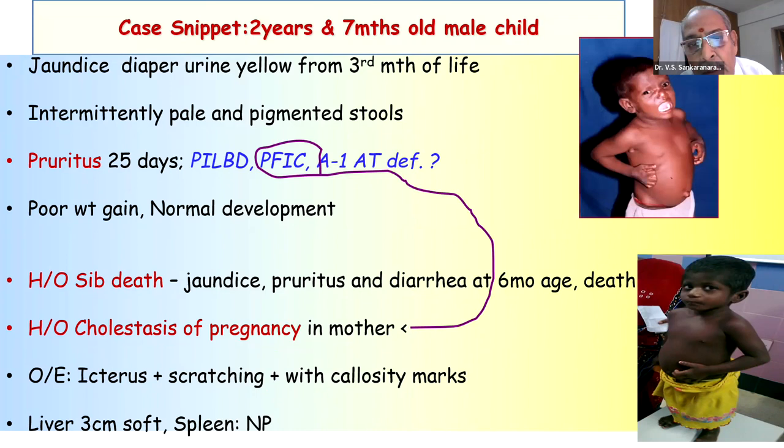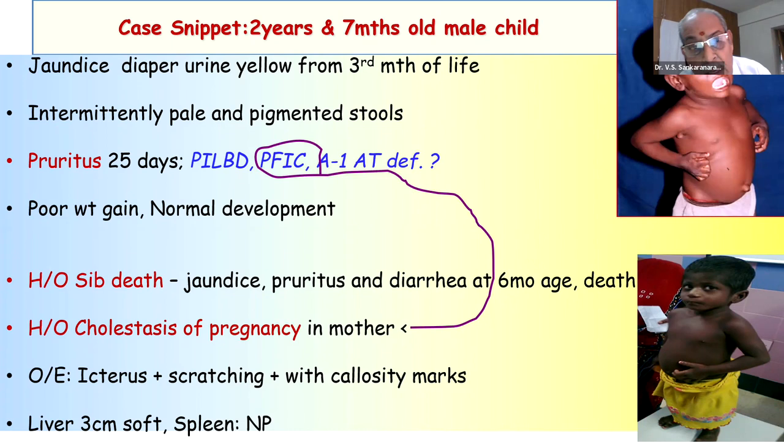So the diagnosis that we thought of was PFIC. The mother had cholestasis during pregnancy in the last trimester. There were sudden infant deaths in the family, with similar illness. The child is scratching, producing a lot of callosities. The liver and spleen were a little firm in consistency.